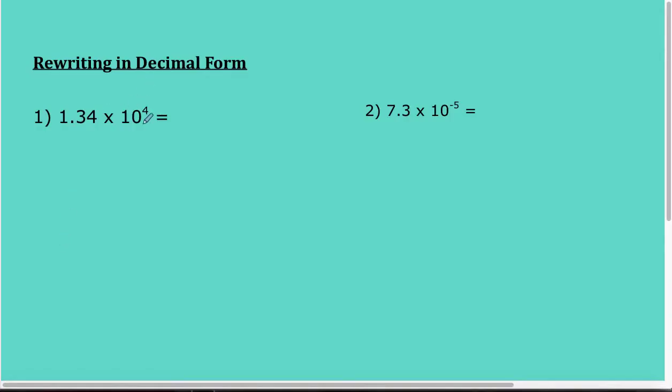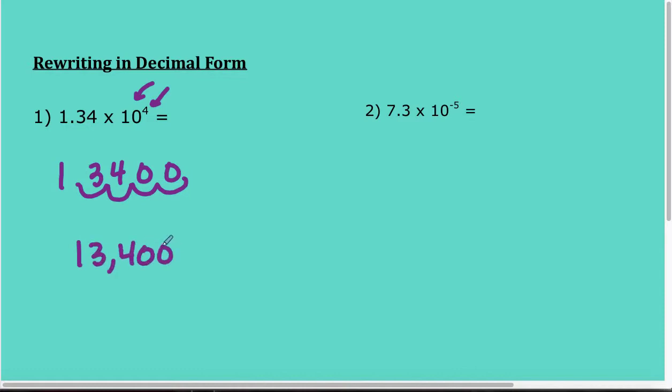To rewrite scientific notation from decimal form, so if I wanted to write it in decimal form or standard form, that 10 to the 4 is actually being multiplied to the 1.34. And basically all you have to do is move to the right the same amount of decimal places as the exponent. So I have 1.34. I'm going to move 1, 2, and then I'm going to have to add 2 zeros. So my number would be 13,400.